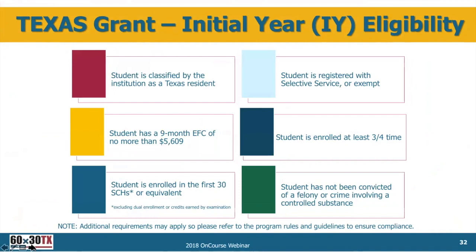So 3/4 time is something that the student needs to be aware of, because we do get a lot of students calling and asking, well, I lost my eligibility, what happened? And so we always ask, well, were you 3/4 time or not? So I think that's one of the most important pieces on this slide to pay attention to.